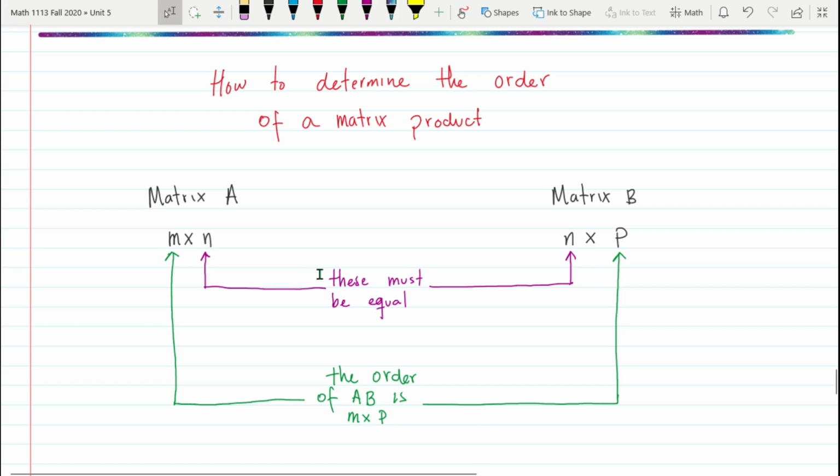Now, what's up with these numbers outside? What about the outer dimensions? That's going to tell me the resulting order of the product. So whatever A times B is, if it can be done, is going to have an order of m by p, or the outer numbers, okay?